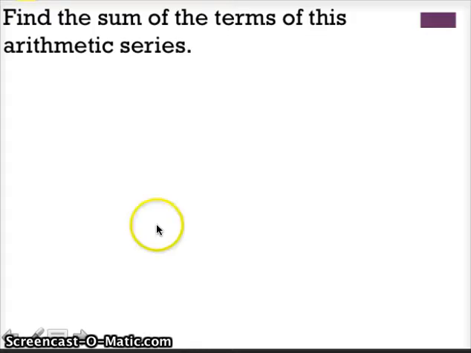Okay, let's look at an example of using this and see if we can find the sum of the series. Find the sum of the series for this arithmetic sequence.